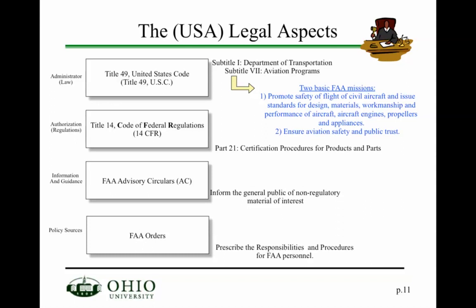Besides Title 49, which determines what the FAA needs to do, in other words, what it needs to do to certify products, there's also Title 14, which is the Code of Federal Regulations that specifies all the rules that are out there for aircraft, engines, etc. For example, Part 21 of this particular Title 14 would be certification procedures for products and parts. Besides that, there are two more non-regulatory documents, advisory circulars and FAA orders, and I'll get back to these on the next couple of slides.